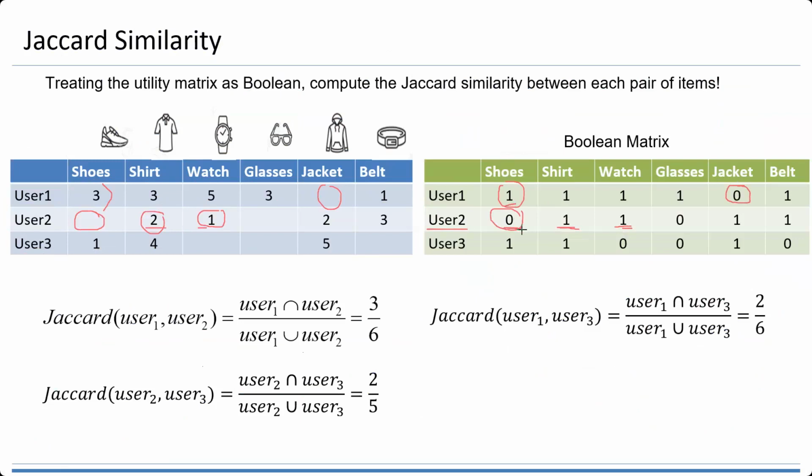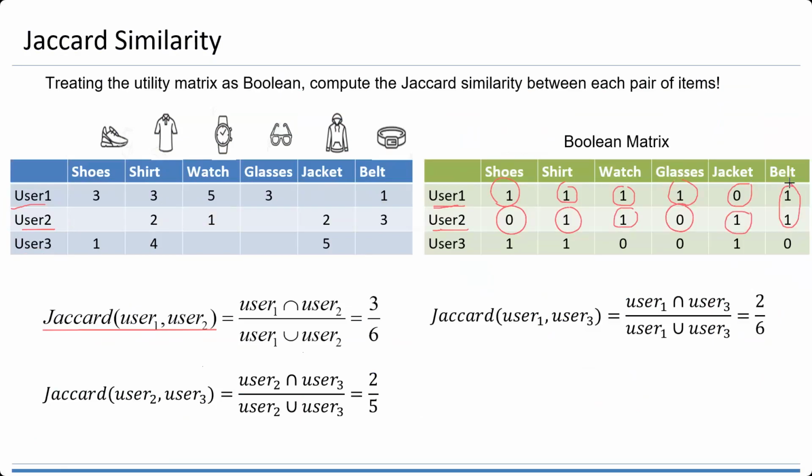Now, I want to know the Jaccard similarity. So how can I know the similarity between user 1 and user 2? With the Jaccard similarity, I know that user 1 has shoes, but user 2 has no shoes. User 1 has shirt. User 2 has shirt. User 1 has watch. User 2 has watch. User 1 has glass. User 2 has no glass. Jacket: no jacket for user 1. User 2 has jacket. And both of them have belt.